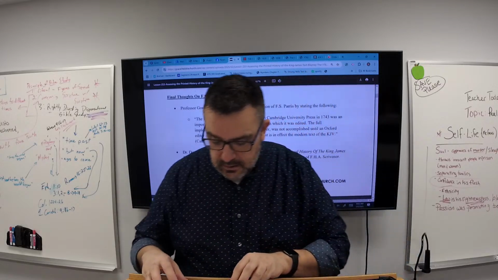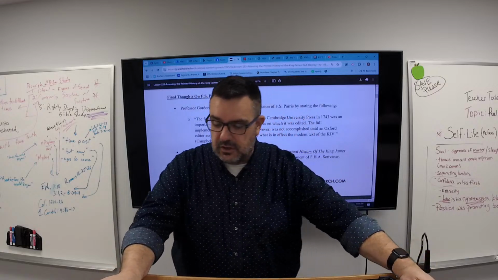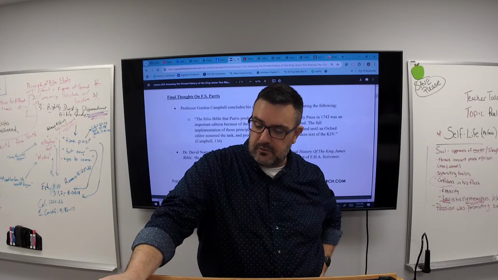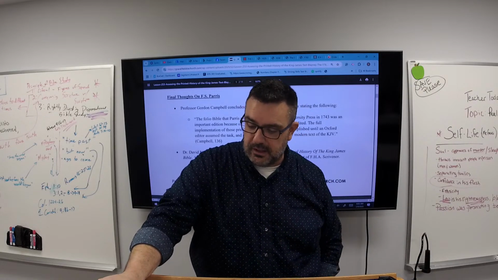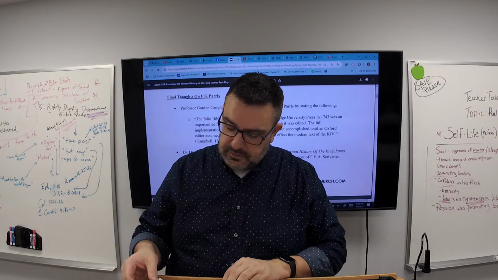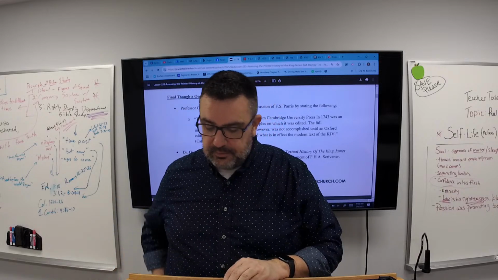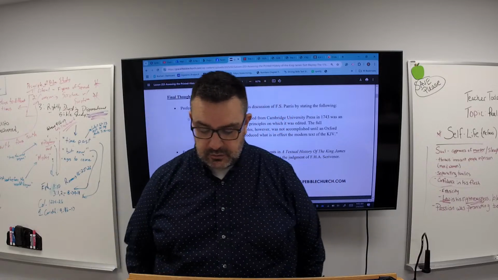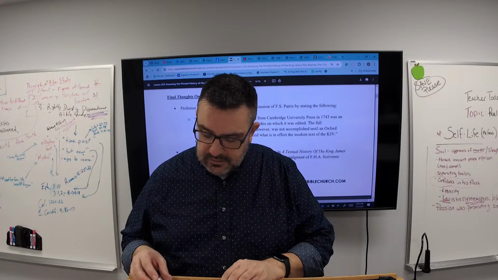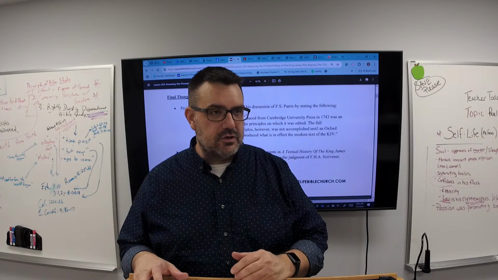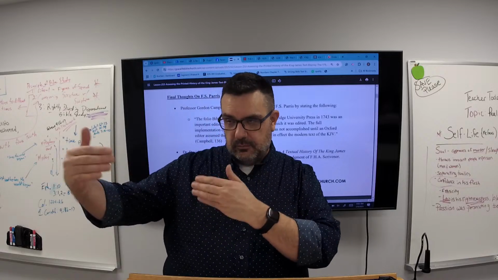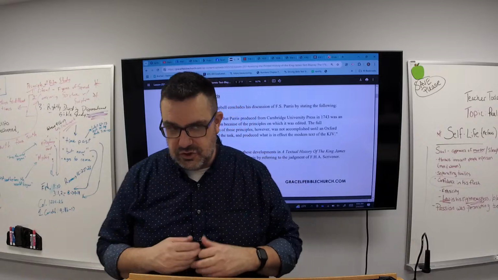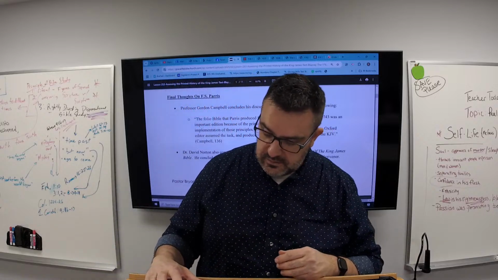All right. So Professor Gordon Campbell concludes his discussion of F.S. Paris by stating the following, quote, "The folio Bible that Paris produced from Cambridge University in 1743 was an important addition because of the principles on which it was edited. The full implementation of those principles, however, was not accomplished until an Oxford editor assumed the task and produced what is in effect the modern text of the King James Version." So that's going to be Blayney. Blayney is essentially going to pick this up where Paris left some things undone, is generally the way that people understand this to have occurred.